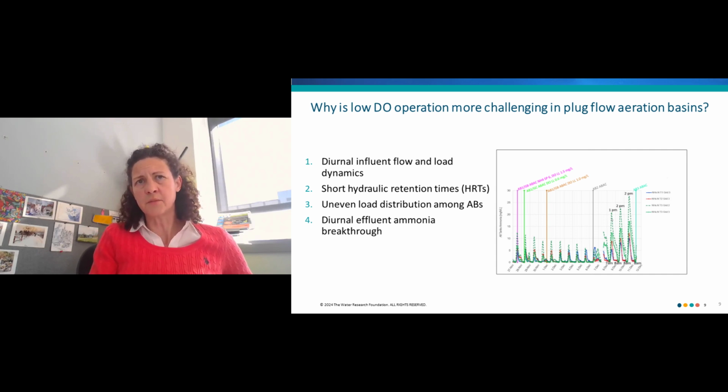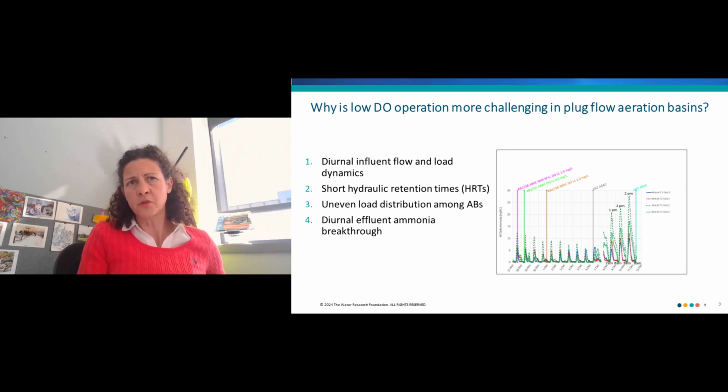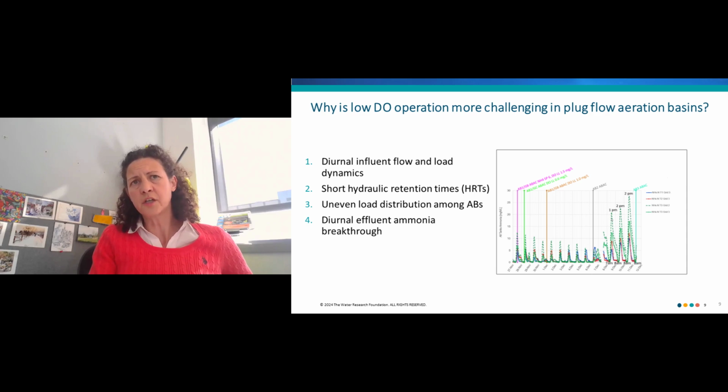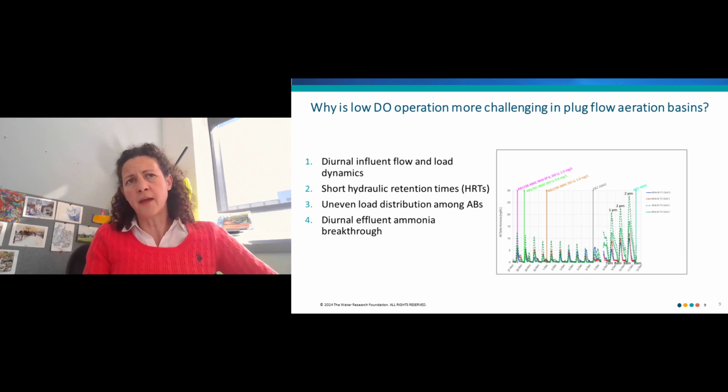And oftentimes utilities see uneven load distributions among the aeration basins, so it's difficult to control the air. Oftentimes utilities have effluent requirements specifically for ammonia, and we see breakthrough of ammonia in the effluent, and that makes operators nervous when these breakthroughs and spikes get higher as we lower the DO.